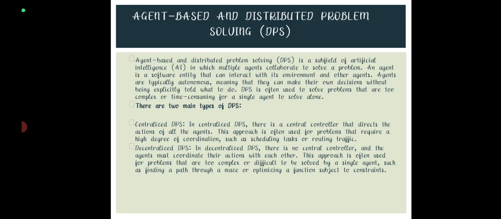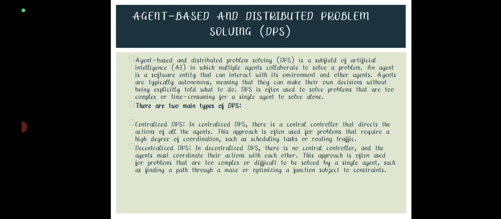There are two main types of distributed problem solving. First one is centralized distributed problem solving and the second one is decentralized distributed problem solving. So let's explain centralized DPS. In centralized DPS, there is a central controller that directs the actions of all the agents. This approach is often used for problems that require a high degree of coordination, such as scheduling a task or routing network traffic.